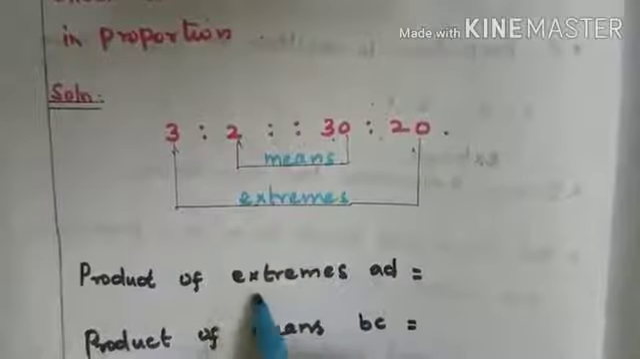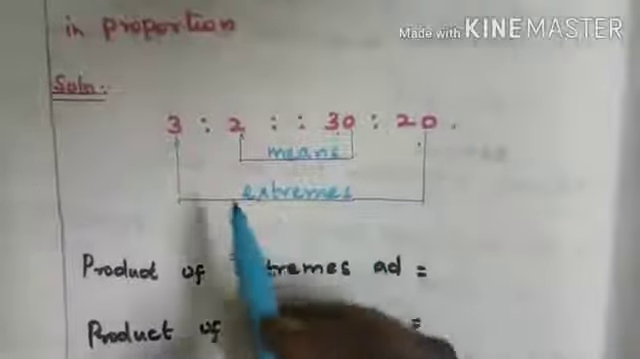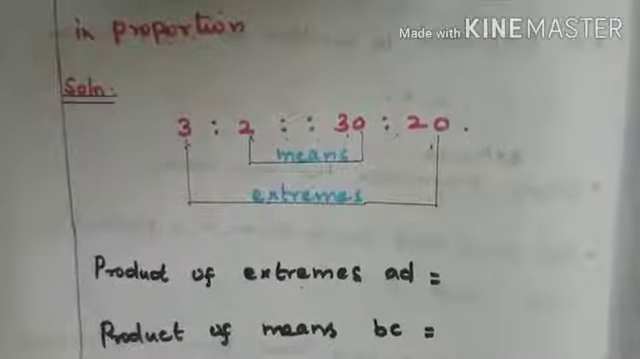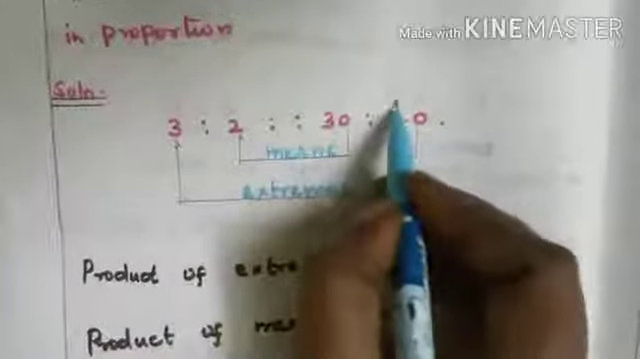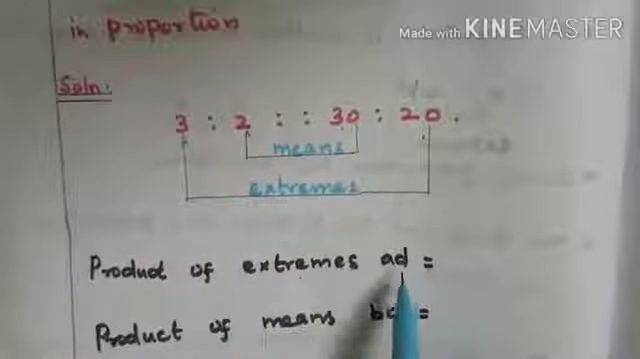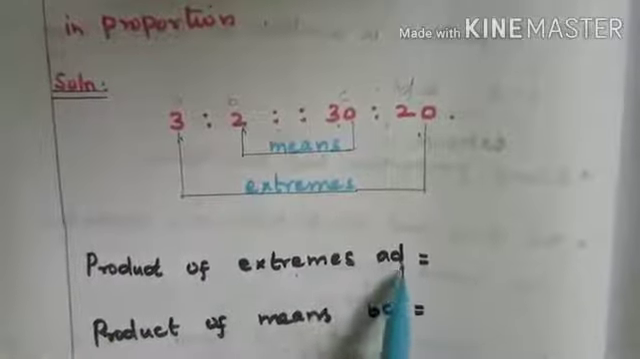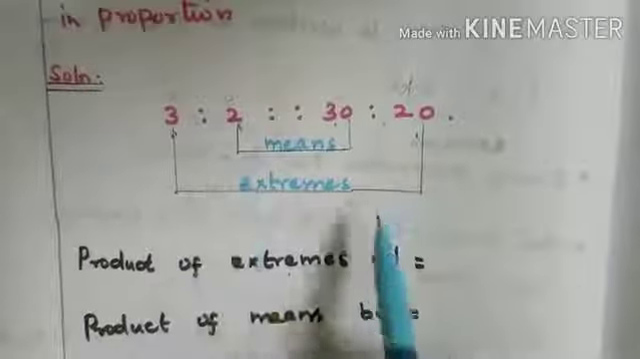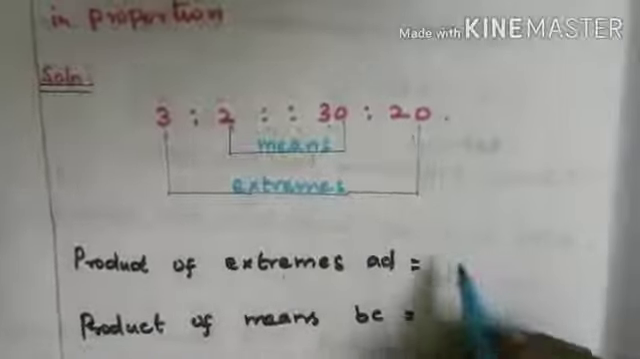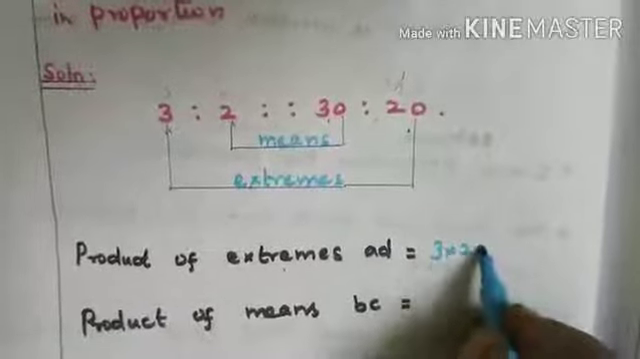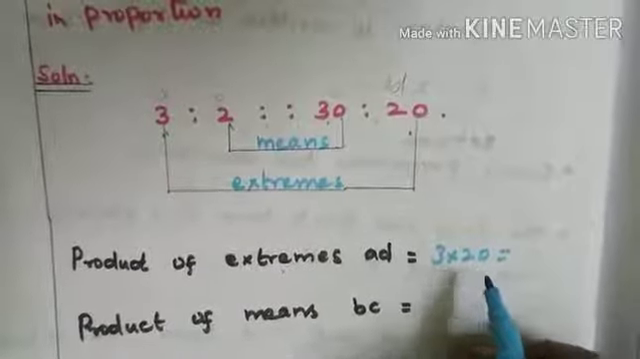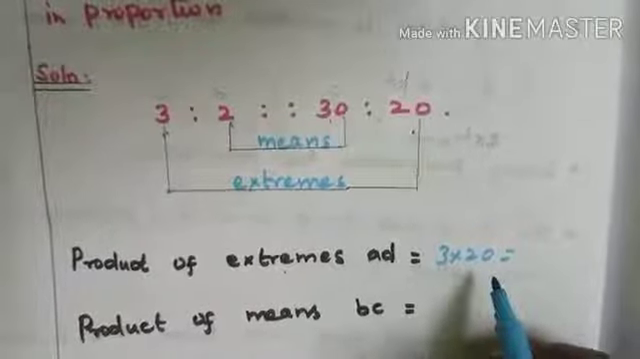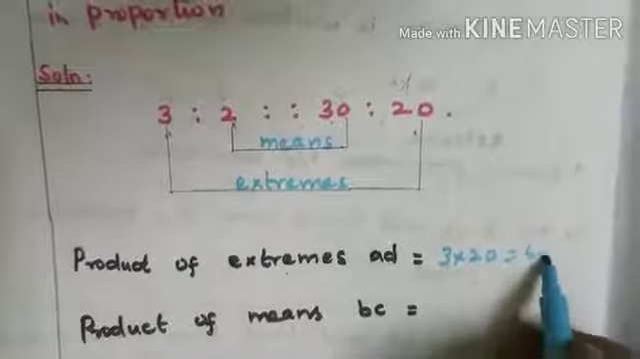Now you see the product of extremes, AD. Here it is A, here B, here C, D. Therefore A into D, that is the product, meaning multiplication. So 3 into 20, that is equal to 60. 2 20s are 40, 3 20s are 60.